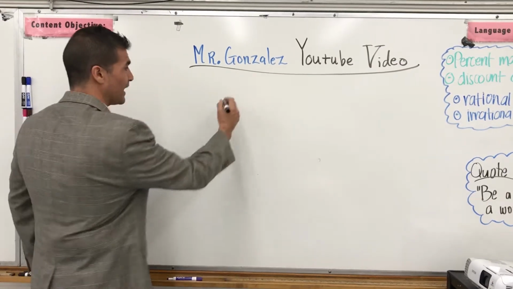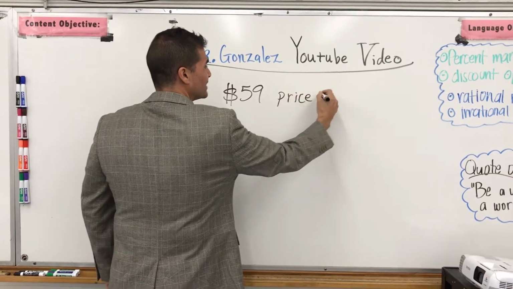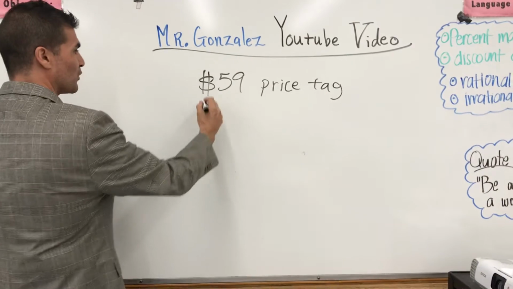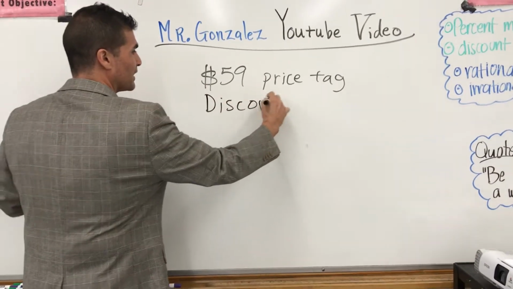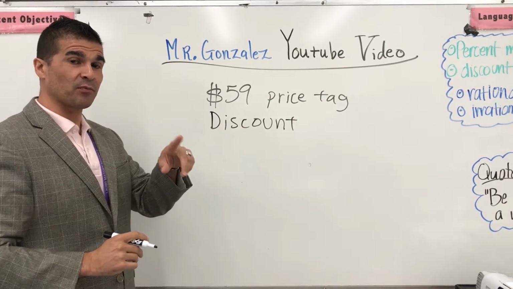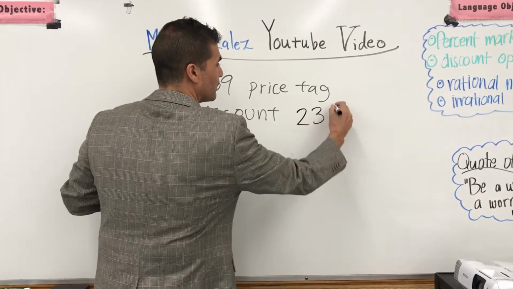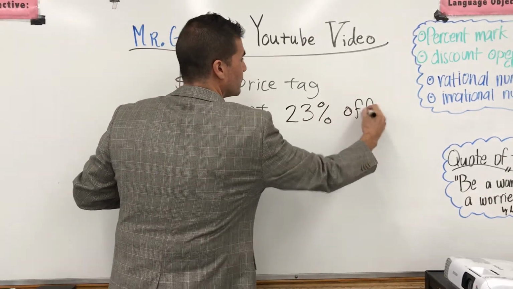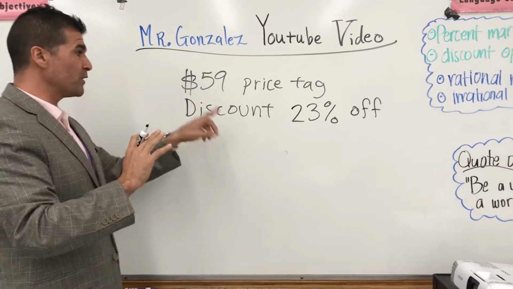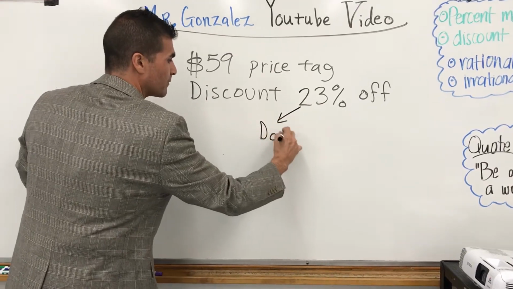Having said that, let's say you have a $59 price. This price tag of $59 is going to have a discount, so you're going to have some money that you're not going to have to pay for. And this discount has a percent that you don't have to pay for. This is going to be 23% off. 23% off is what you don't pay. So when there's a discount, this 23% is what you don't pay.